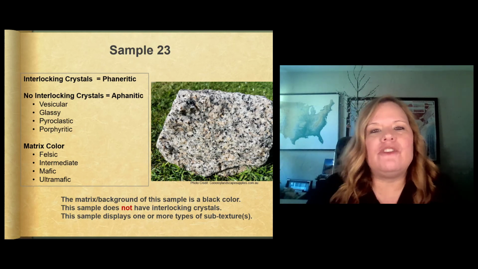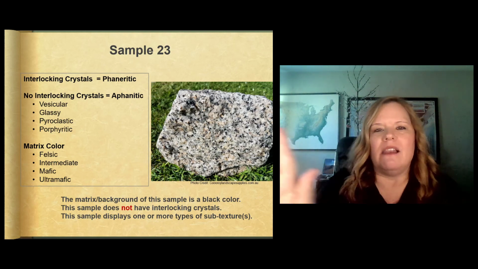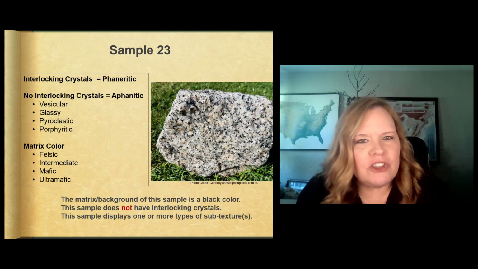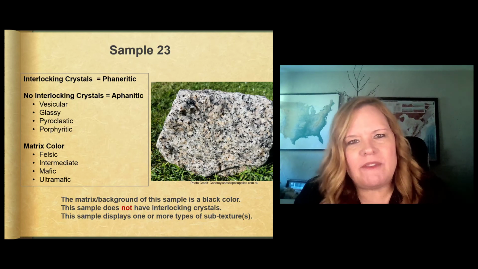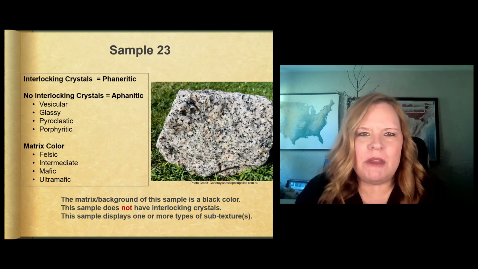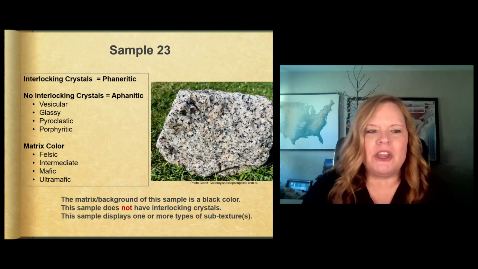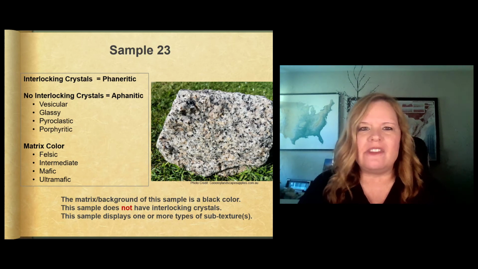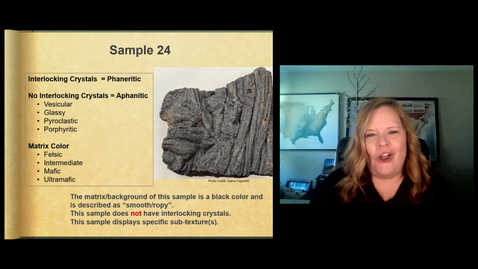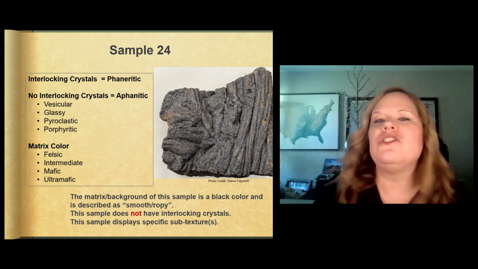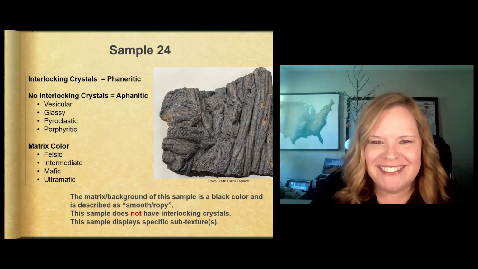Well, let's go to the matrix color. It's predominantly a white color. Would that put you in the felsic, intermediate, mafic, or ultramafic category? You tell me which one it is, and you should be able to guess that by now. It's pretty easy, right? All right, my personal favorite of the bunch, 24.